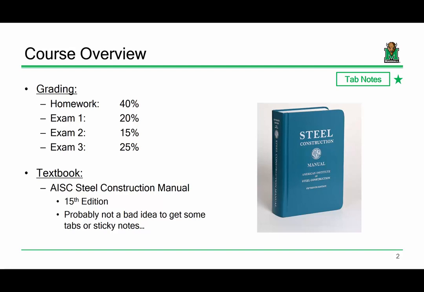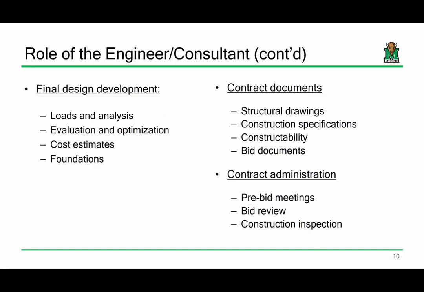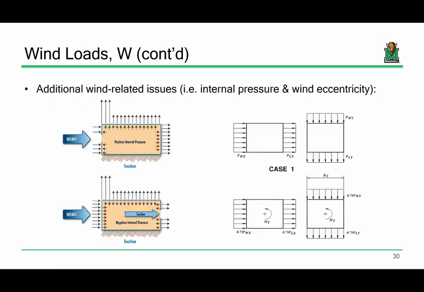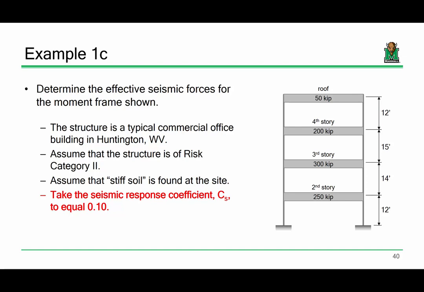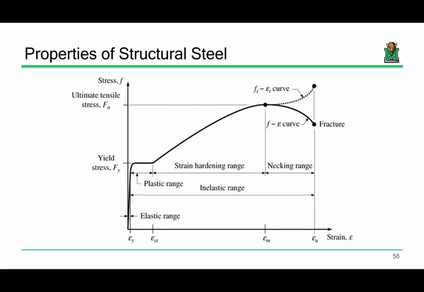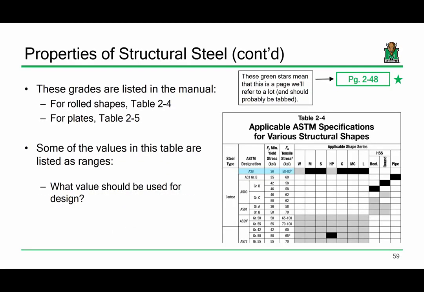A couple things about the manual. If you notice here on the top right, there's a little green star and it says tab notes. Periodically throughout the lecture notes, you're going to see this star pop up. Here, I'll even scroll ahead a little bit to sort of show you. This is all the wind load stuff. Now I'm going to have to go all the way back. So like right here. Okay, so this is the first one that shows up.